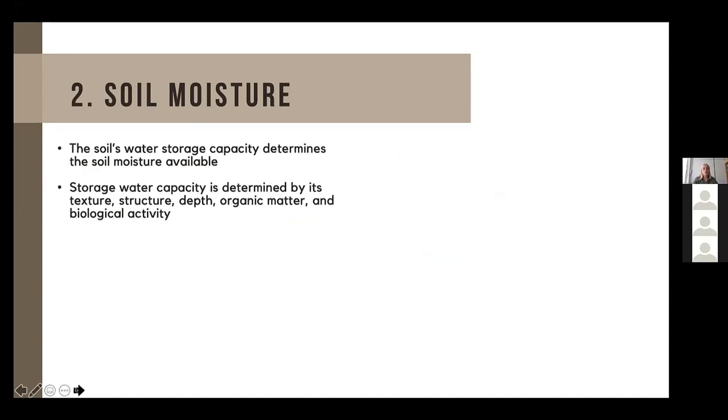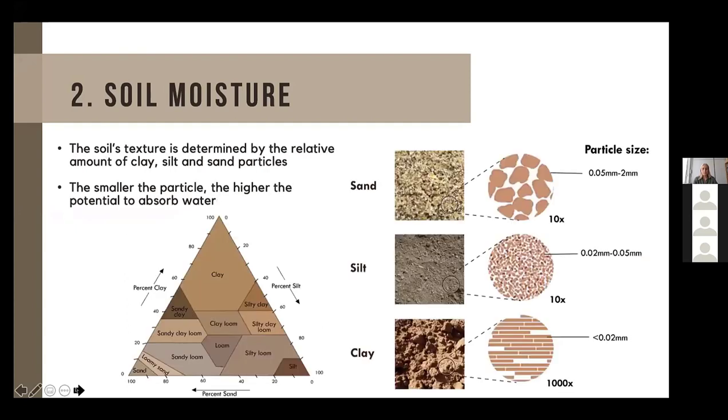And the amount of soil moisture available in the soil is actually determined by the soil's water storage capacity. And this water storage capacity is determined by the texture, the structure, the depth, the organic matter, and the biological activity of a soil. And then the texture of the soil is determined by the relative amount of clay, silt, and sand particles. So the smaller a particle, the higher the potential to absorb water. So actually clay has super small particles, so they have a high potential to absorb water compared to, for example, sand.